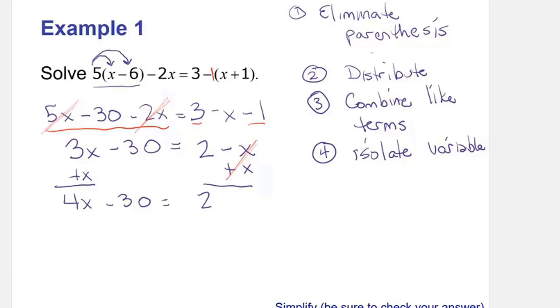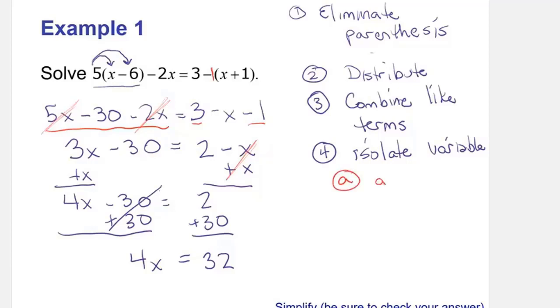Now I need to get that 30 away from the x, because we want to get x on one side and everything else on the other. So how am I going to do that? I'm going to add 30 to both sides. I get 32. And on the left-hand side, these are going to cancel, and I get 4x. I'm going to always do adding and subtracting first here. We're going to add and subtract first, and the reason is because we don't want to multiply or divide first. Then we'll start making fractions.